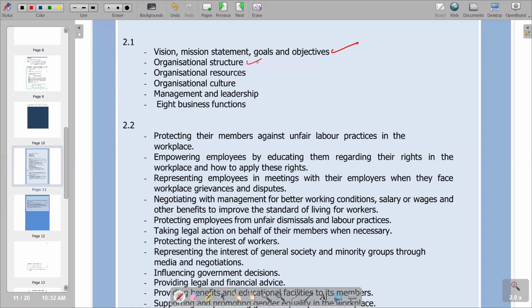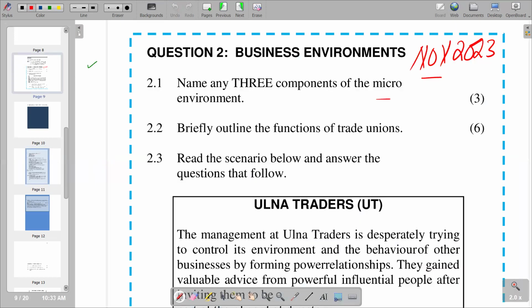We've got the organizational structure, which forms part of the microenvironment. We've got the organizational resources. And we have organizational culture, management and leadership, and also the eight business functions, which also form part of the microenvironment. So these are the components that we have in terms of the microenvironment.